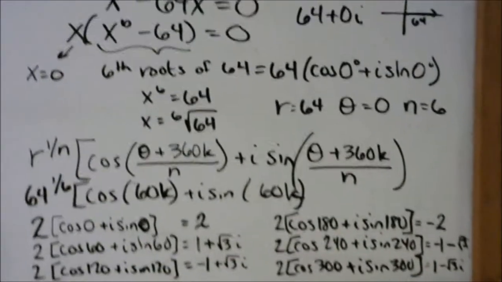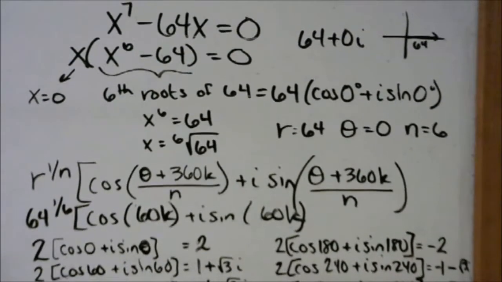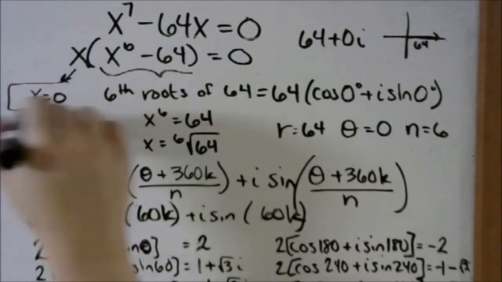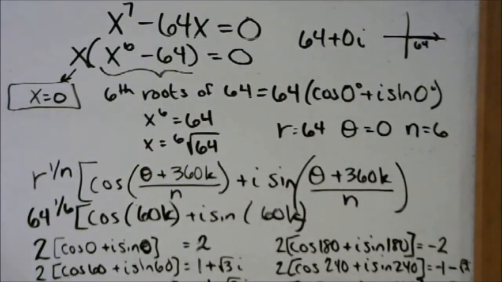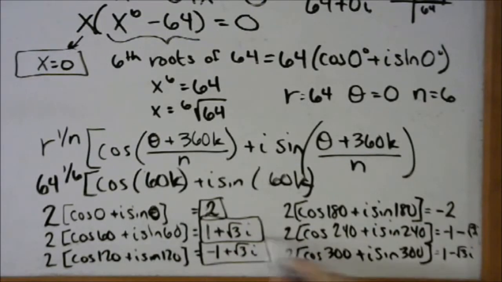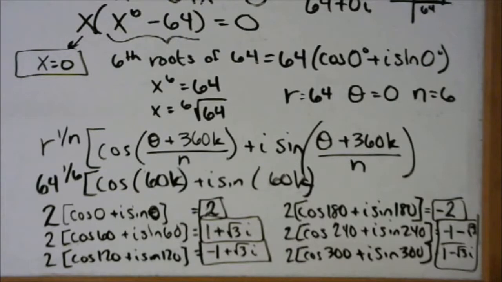When I first began the problem, it was x to the 7th power, which meant I had 7 solutions. I found the first by factoring out an x, and then I found the remaining 6 by finding the 6 roots of 64. Notice 4 of the solutions are imaginary and 3 of the solutions are real.